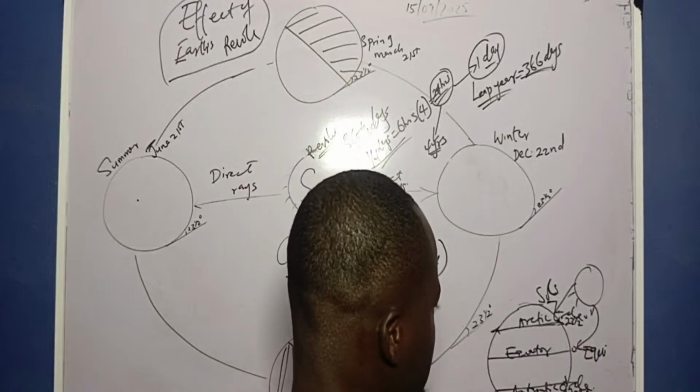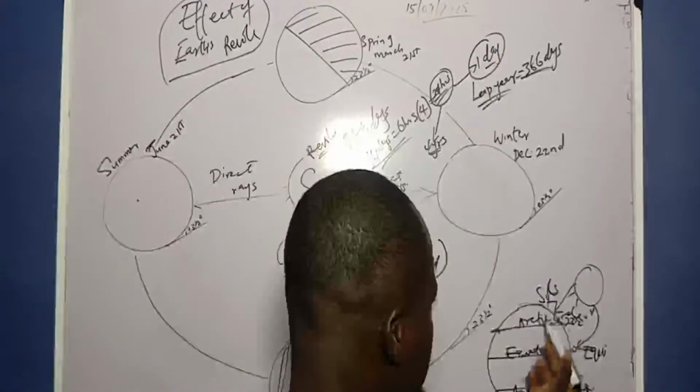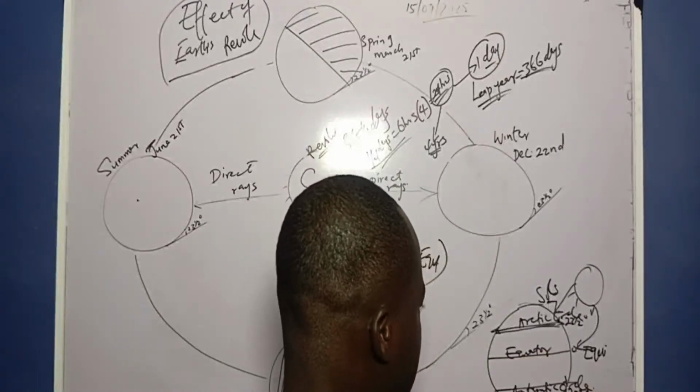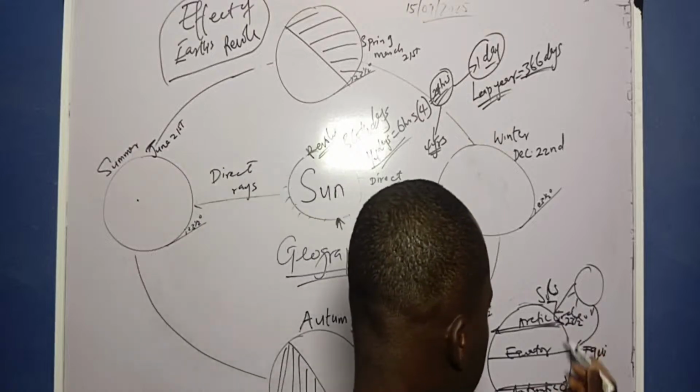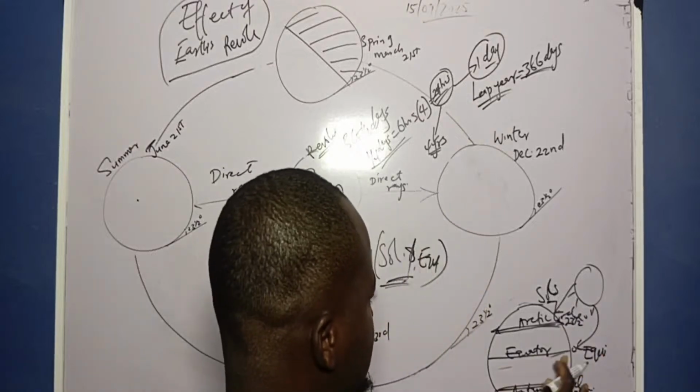I will still explain it. If it's overhead here, we have the solstice. So solstice normally occurs here and here. But if it happens here, it's called the equinox.